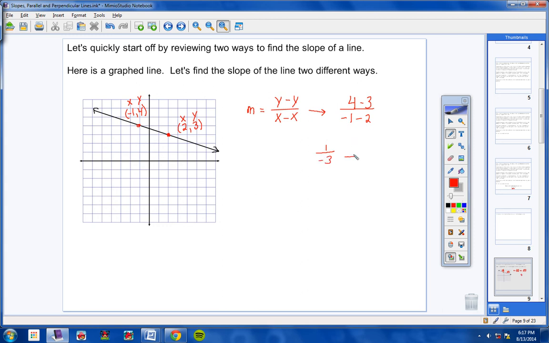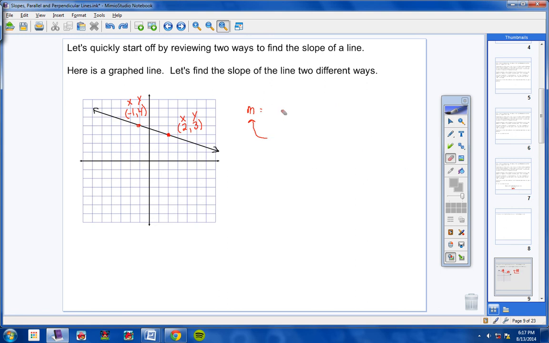So you should know by now that a positive number over a negative number, a positive divided by a negative, makes the whole fraction negative, and 1 divided by 3, of course, is 1/3. Never write your slope as a decimal, leave it as a fraction, please. Okay, so m, your slope, is negative 1/3. That should look familiar from last year. Okay, y minus y over x minus x. Now that's one of the ways to find the slope of a line.